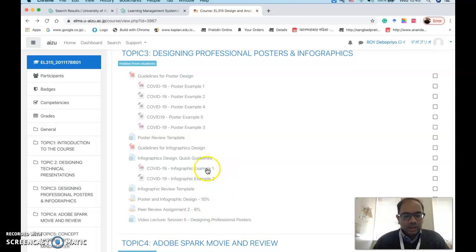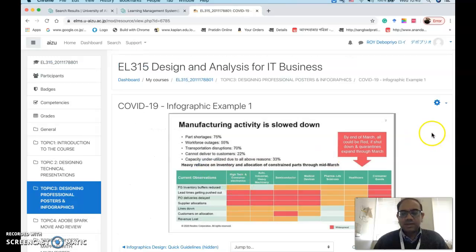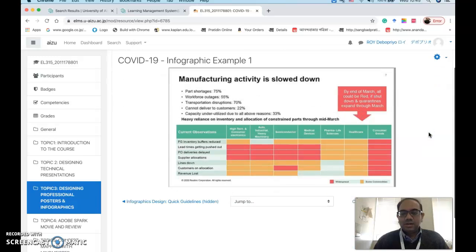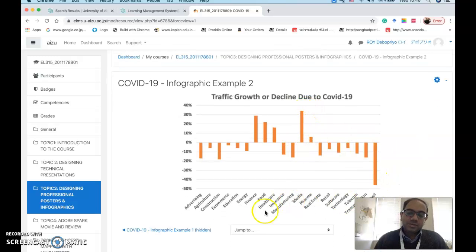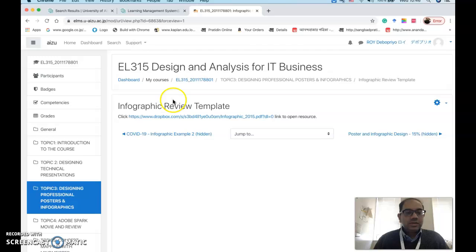So this is one infographic example you see here. This is a very good example in the context of COVID-19: how manufacturing has slowed down. This is another infographic: traffic growth or decline due to COVID-19. This is another industry-specific COVID-19 infographic.